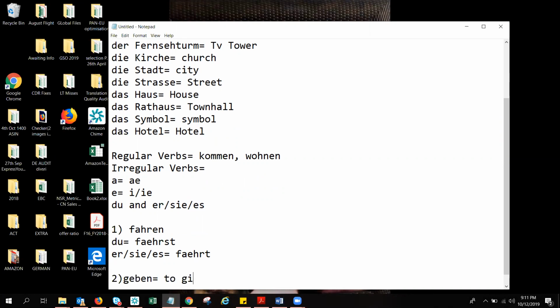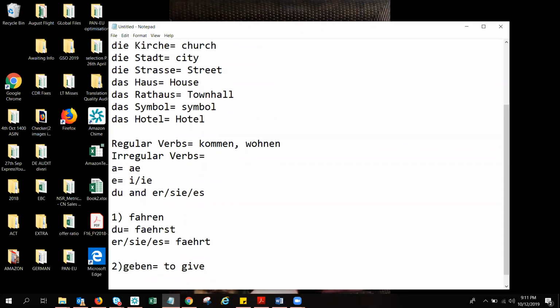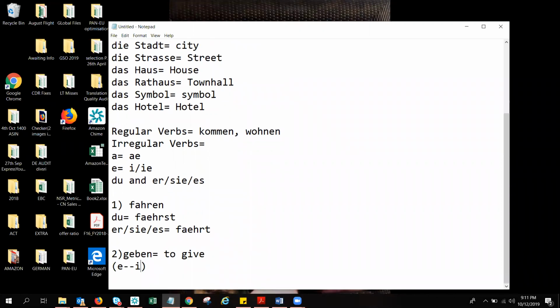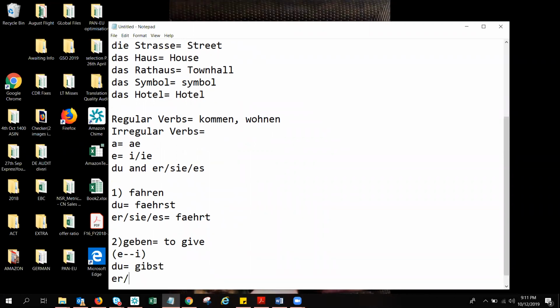To give. So in geben, because we have to remove the en, we will change this e. So e will become i. Here e will become i. Okay, so it will be du gibst, because the ending is st, and e will become i, and er/sie/es will be gibt.